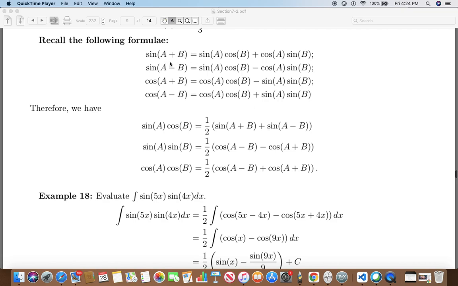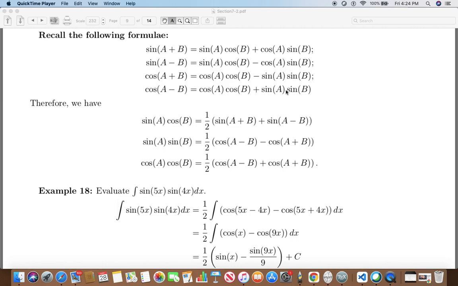Now recall the following sum and difference of angles formulas. Sine of a plus b is sine a cosine b plus cosine a sine b. Sine of a minus b is sine a cosine b minus cosine a sine b. Oops, that should be a cosine. Cosine of A plus B is cosine A cosine B minus sine A sine B. Cosine of A minus B is cosine A cosine B plus sine A sine B.